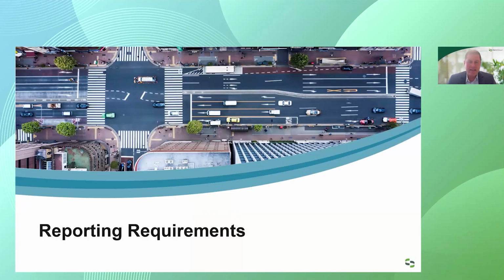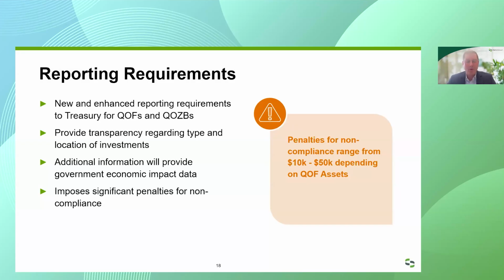Next slide. One of the other things they put into this is additional reporting requirements. There have been a lot of calls over the years for increased reporting, and in an effort to create transparency for the Opportunity Zone businesses and the Opportunity Zone funds, they're going to require additional reporting. This transparency will be in terms of the type and locations of where these investments are held. The government is going to collect this information to provide some economic impact data on how these funds and businesses are changing the areas in which they're operating. They've got the carrot on the appreciation, but the stick is that there are going to be significant penalties imposed for noncompliance. These penalties can range anywhere from $10,000 up to $50,000, depending on the size of the QOF's assets.